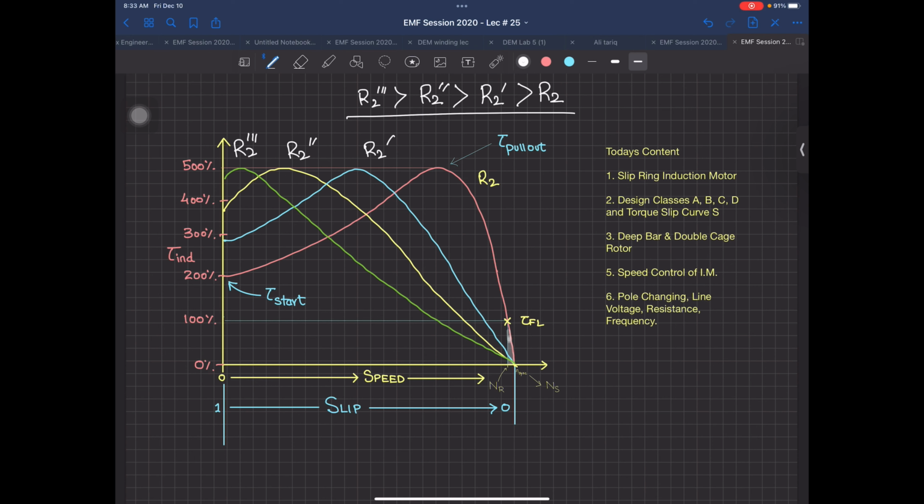Yes, it has a little lower efficiency. If you are talking about an induction machine, the efficiency can only reach a maximum, I guess, of 85 to 90%, not more than this.